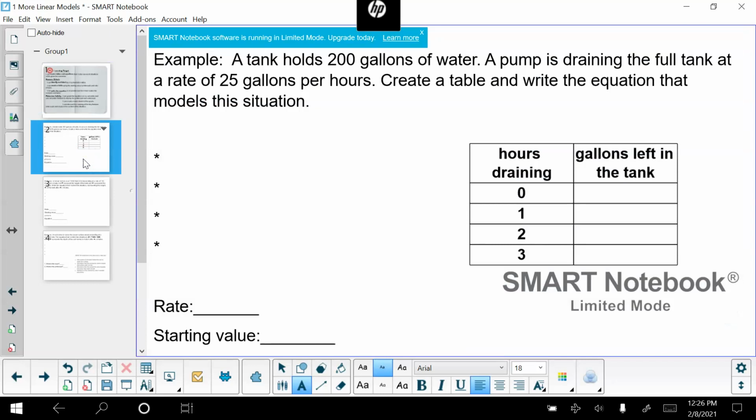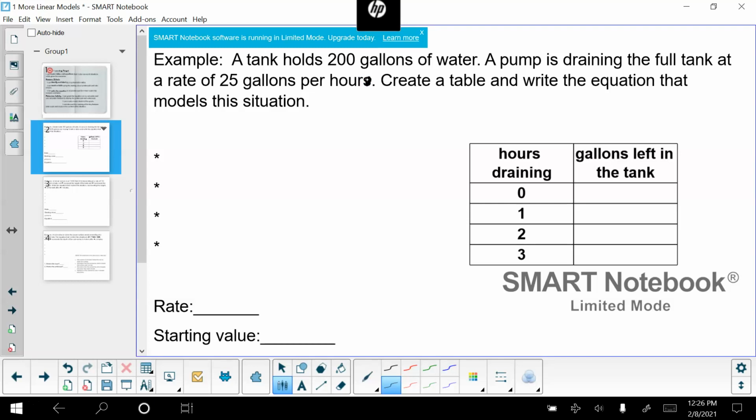So here's our first problem, and these problems are a little bit longer than the ones that we've done before, and we're still going to use the three reads to model them. It says a tank holds 200 gallons of water. A pump is draining the full tank at a rate of 25 gallons per hour. That should say per hour, so I'm going to change that. Create a table and write the equation that models this situation.